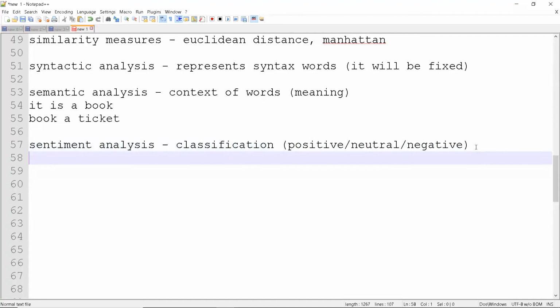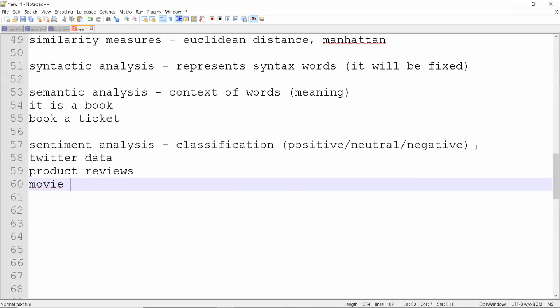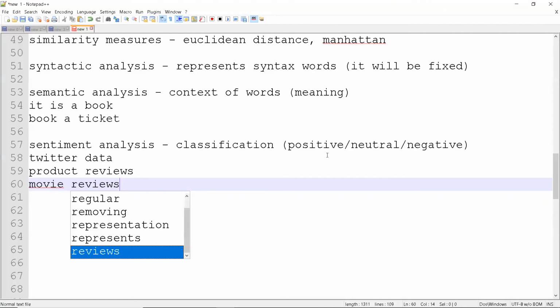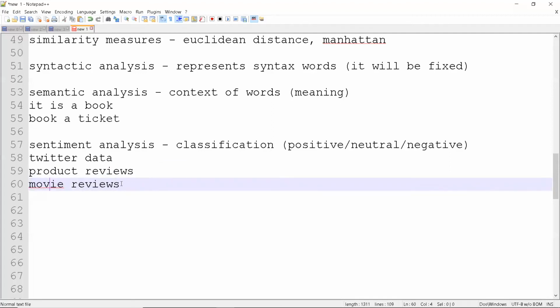You can use these things for Twitter data, product reviews, movie reviews. So like this, you can get some context from customers by getting a review. If you consider a movie, based on the comments itself, you can get positive or negative reviews. All the data will be fed to the model, and the model will classify, okay, this review is positive and this one is negative, and this doesn't have that much, so it is neutral.